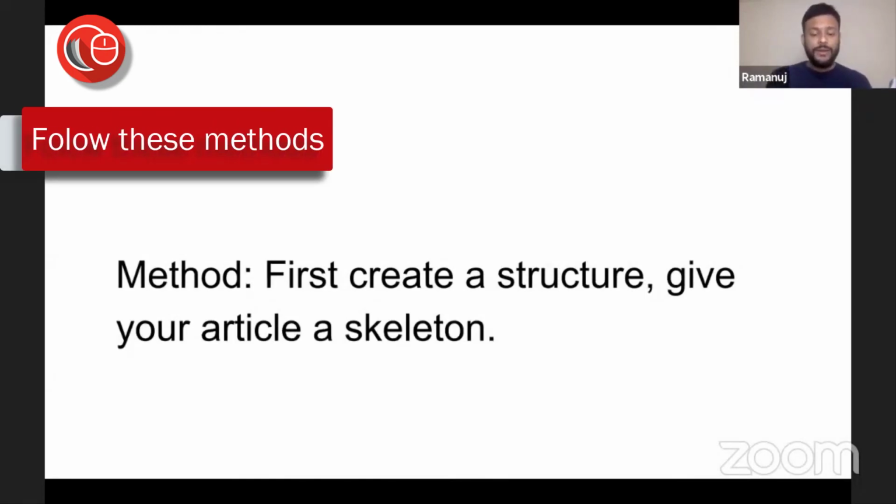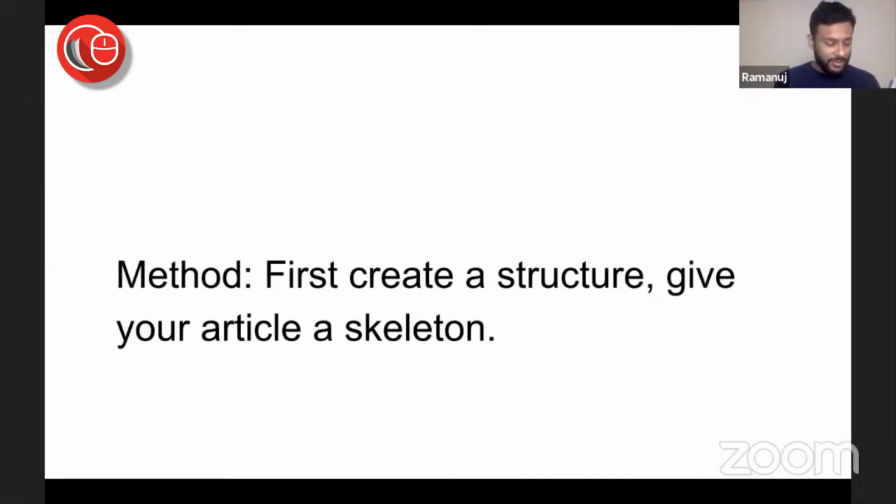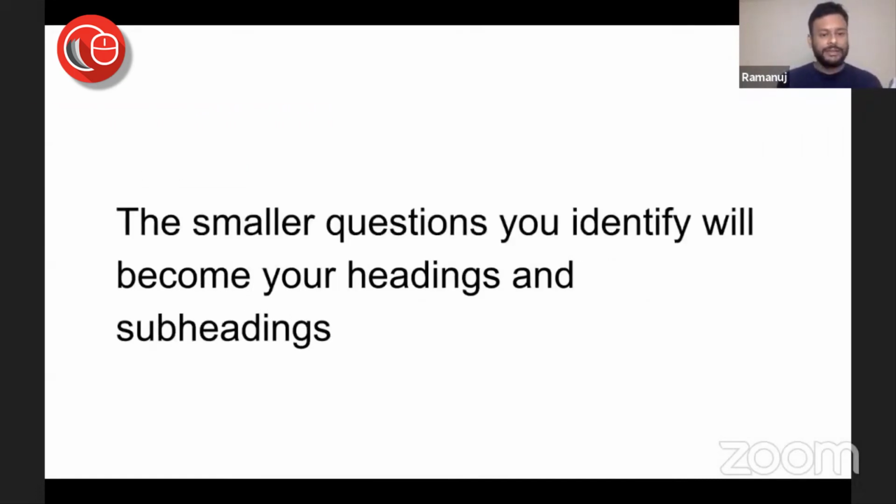Method. First, create a structure. Give your article a skeleton structure. Okay, you write a skeleton of your article. The smaller questions you identify will become your headings and subheadings.